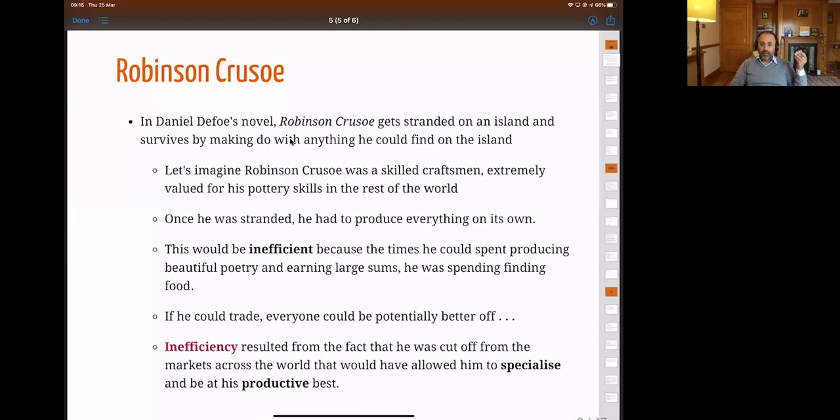The idea of autarky is an economy that is closed from the rest of the world, right? So if you decide that you're going to stay in a hut in a forest and not talk to anybody, not exchange anything with anybody, right? You're going to fend for yourself, grow your own food, look after yourself, no interaction with anyone.